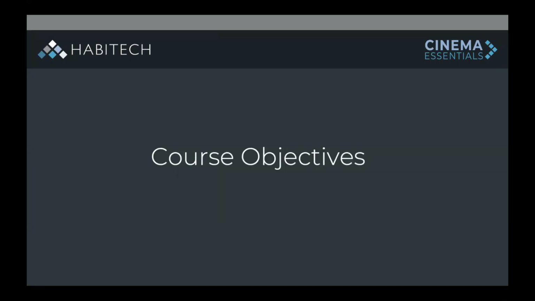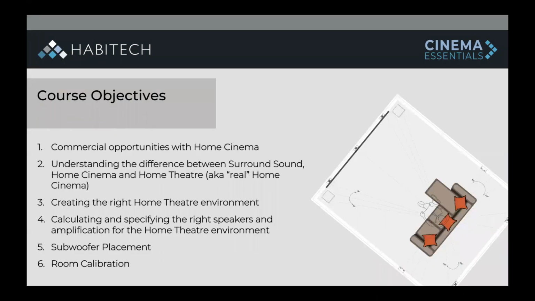So let's get started. Our course objectives today are to look at commercial opportunities with home cinema, understand the difference between surround sound, home cinema, and home theatre, creating the right home theatre environment, calculating and specifying the right speakers and amplification for that, looking at subwoofer placement, and discussing room calibration.